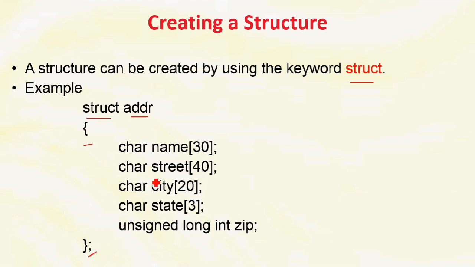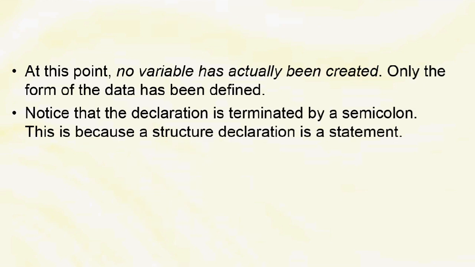So here is a group of members, which may be of any data type. Here address: name, street, city, state, and then postal code, everything we are using. These are character arrays. Only the postal code we are using integer type. It is unsigned long integer type, we just created it like that. So here character and integer types are combined, so structure is used to combine different data types.